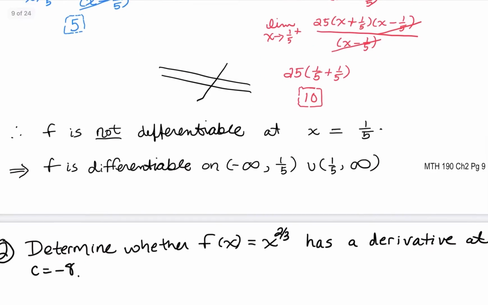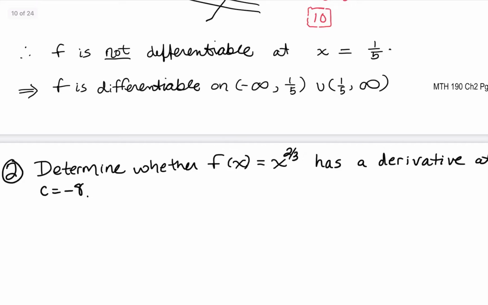All right, one last example here. So suppose we're asked to determine whether the function f of x equals x to the 2/3 has a derivative at c equals -8. So this is the same thing. This is from the homework again.